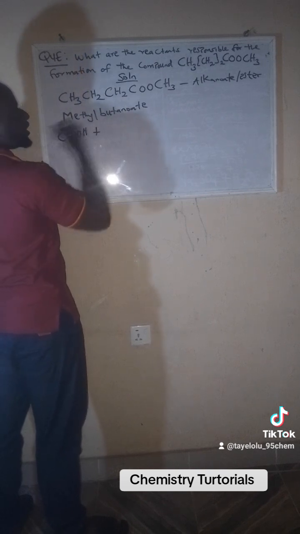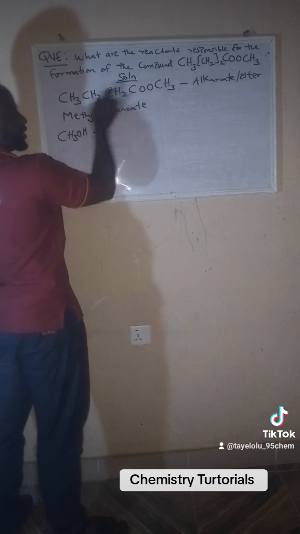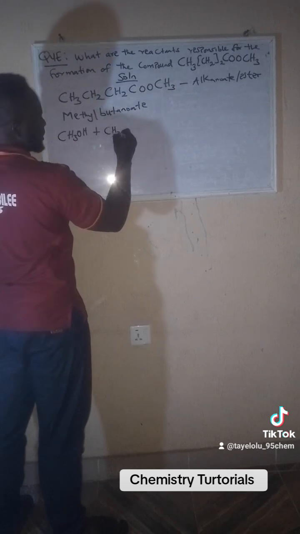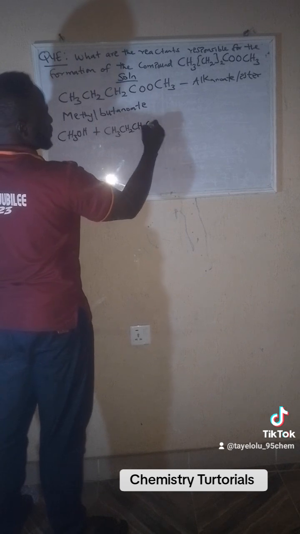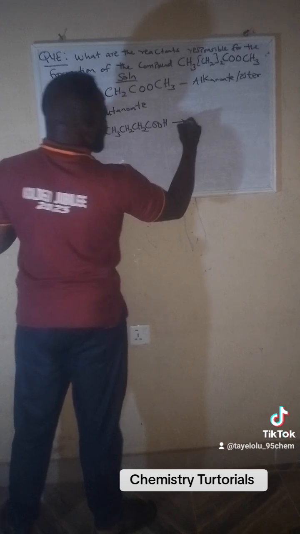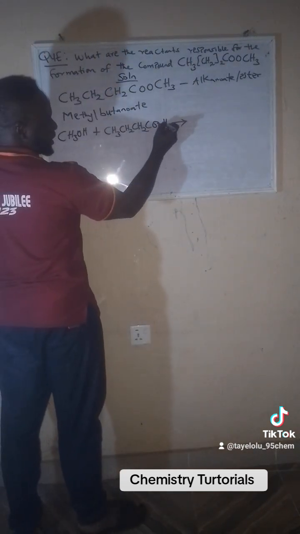Now reacting with the other side, that came from the carboxylic acid or the alkanoic acid involved in the reaction. Definitely that is butanoic acid. So we have CH3, CH2, CH2, COOH.